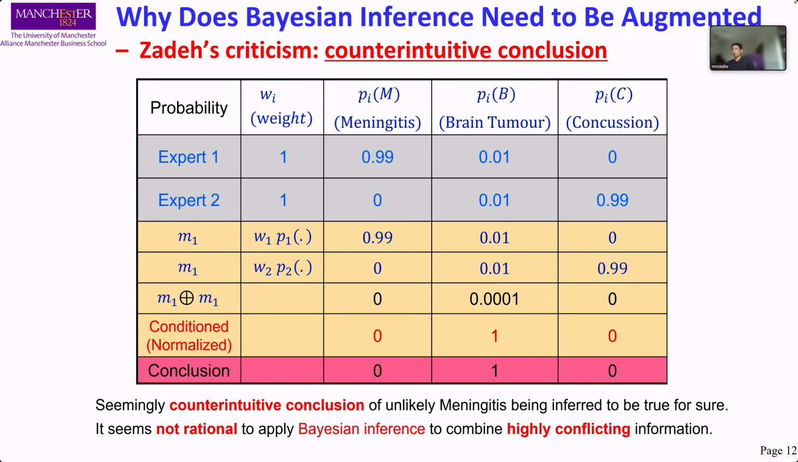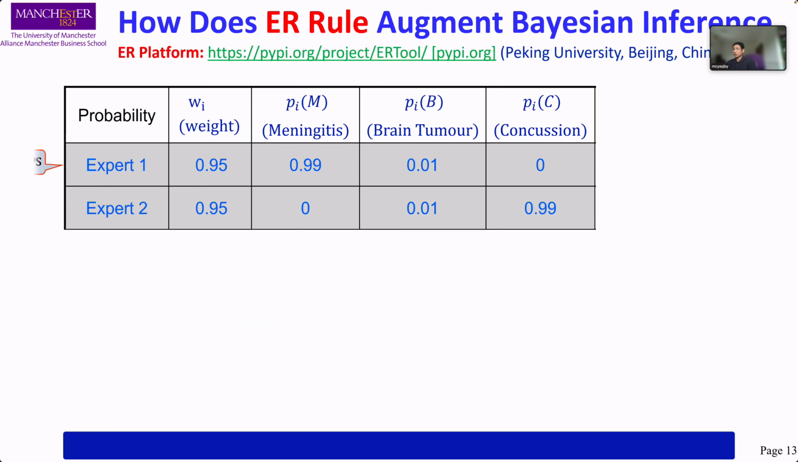This has been our research for many years. I can give one simple example to show you how this can be resolved and why it can be resolved. We also have a platform developed by a research group at Beijing University on how to apply the ER rule, and a paper on this subject was published about 12 years ago.